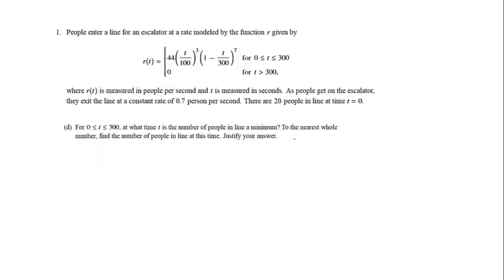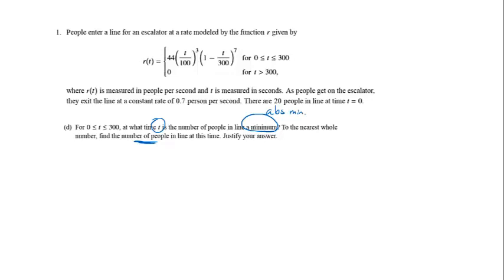Part D, for 0 to 300, at what time t is the number of people in line a minimum? To the nearest whole number, find the number of people in line at this time. So we want to find the time t, and then we also want to find the number of people. So there are 2 parts going on in this problem. Keyword on this one, we want to know at what time is the number of people in line a minimum. And since there's an interval given, we're looking for an absolute minimum. And I know minimums occur either at the endpoints or at the critical numbers.